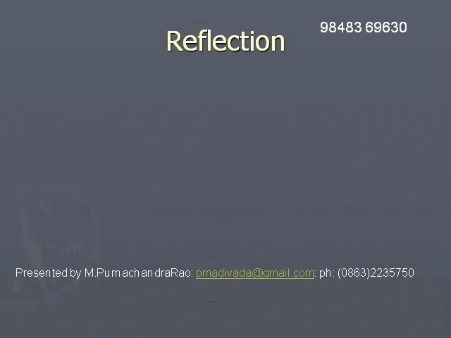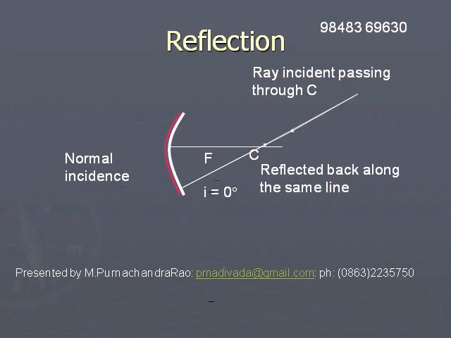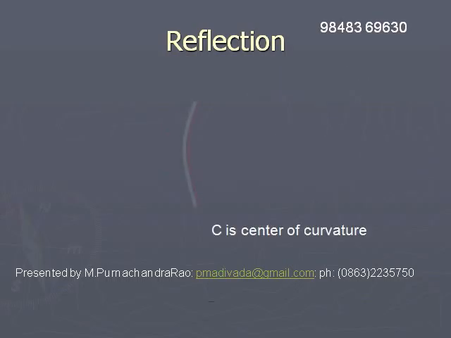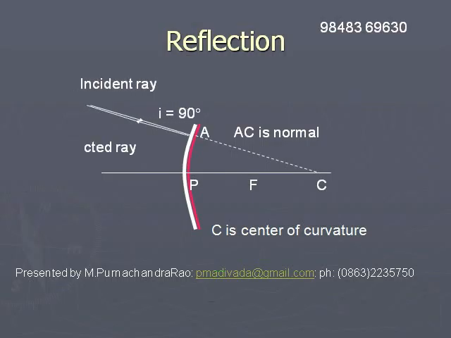In the first figure, you notice the ray incident passing through the center of curvature. The arrow mark towards C indicates the incident ray direction, and the arrow mark away from C indicates the direction of the reflected ray. Similarly, in the second case, in the case of a convex mirror, the ray is incident passing towards the center of curvature, indicated by the arrow mark towards the mirror, and the arrow mark away from the mirror indicates the direction of the reflected ray.